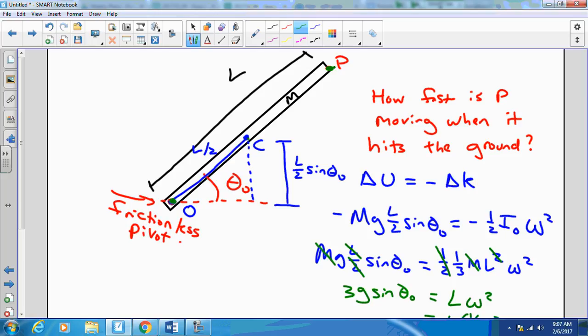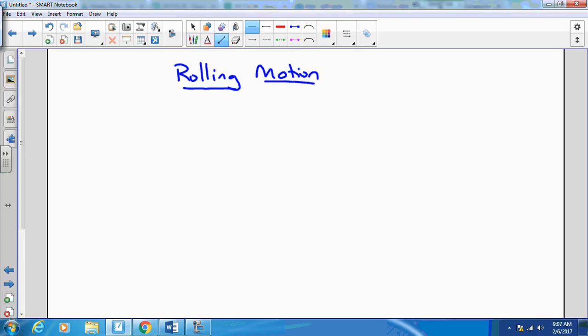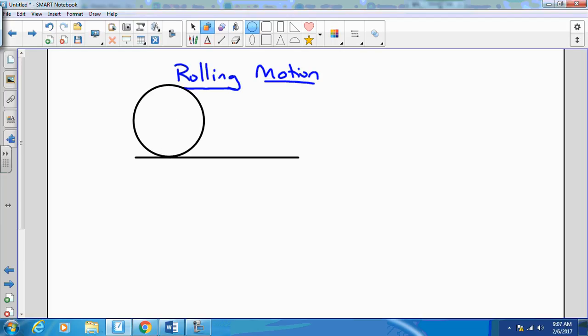We have a few minutes, so I'd like to actually extend this to what we're going to be talking about tomorrow, which is rolling motion. Like bowling? It could be a bowling ball, sure. Let's start with a bowling ball. Good job, Danielle.